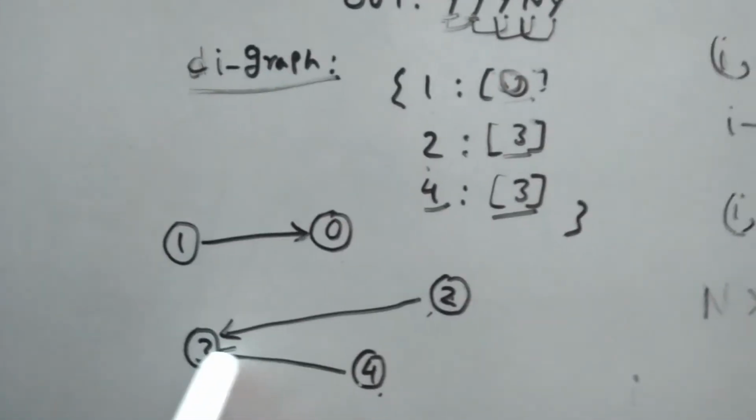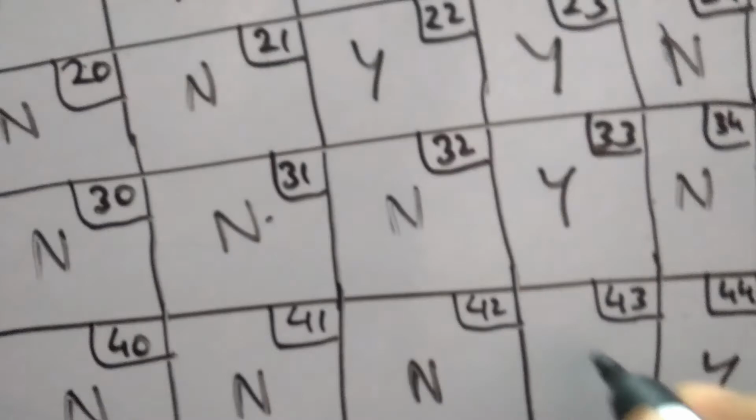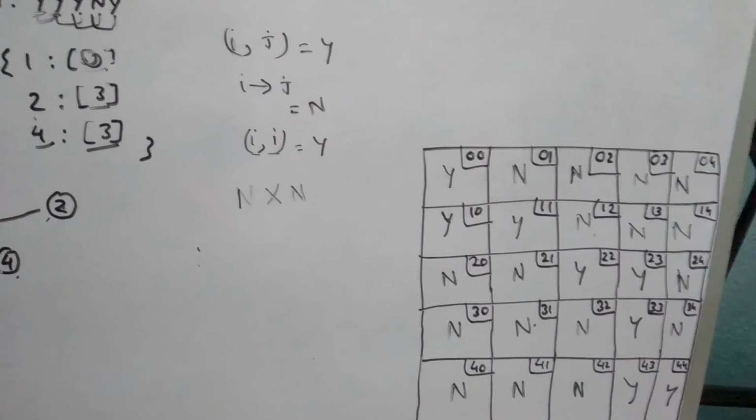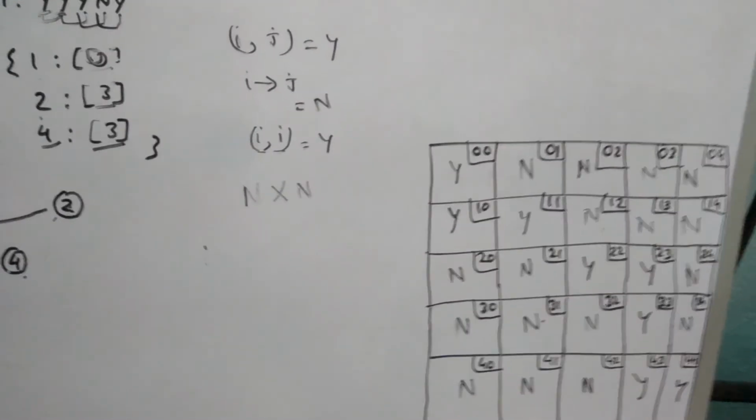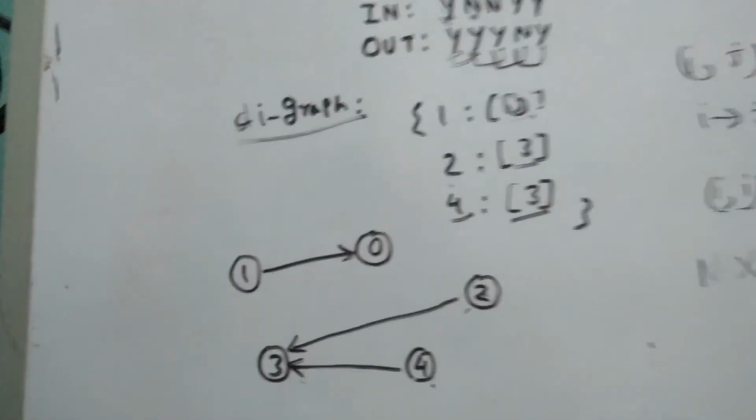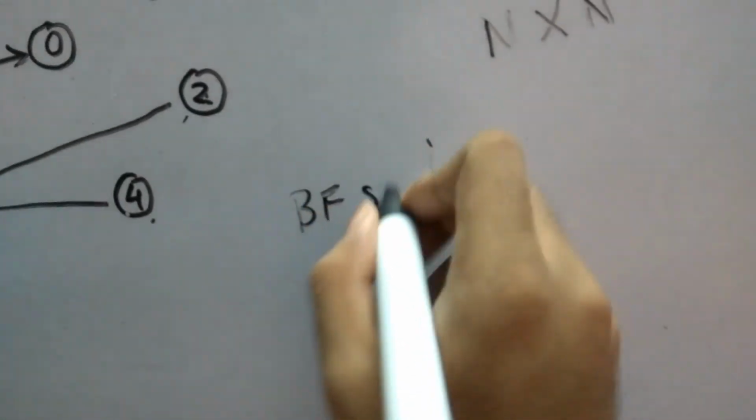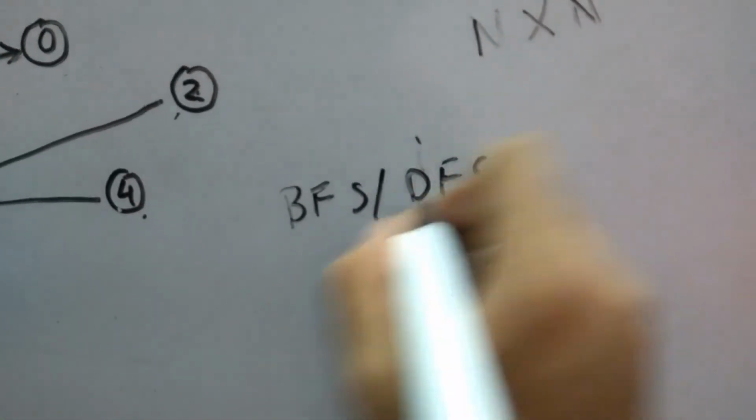From 4 to 3 there is a path, so yes, and this is always yes. So now we got our answer matrix and we have to print this matrix. Now the question comes: how to find out, from one index or one node, if other nodes are reachable or not. We just have to do a basic graph traversal. We can use either BFS or DFS, any graph traversal will work.